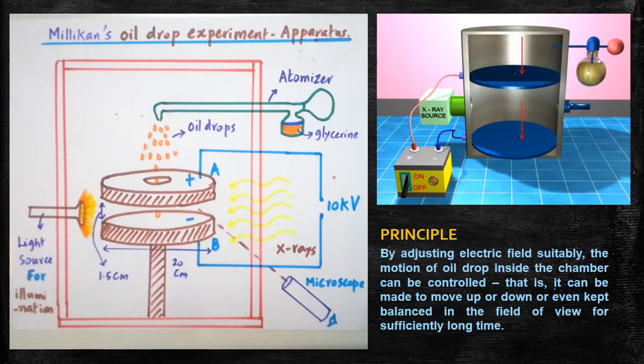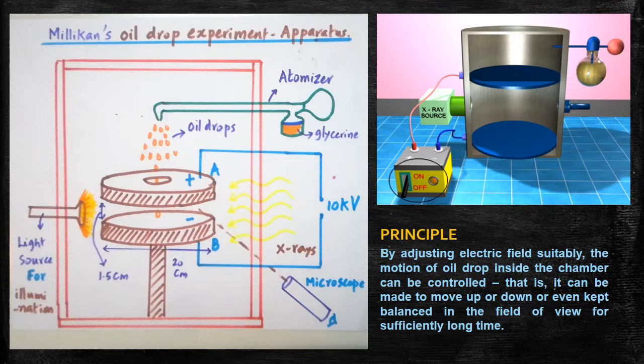There are two plates over here. The oil is sprayed on the top like this. The top plate has a small hole over here. This hole allows the oil drop to enter the region between the two plates. The top plate is connected to the positive terminal of the battery. The X-ray comes from here and ionizes the gas present over here, which in turn charges the oil drop that enters this region.